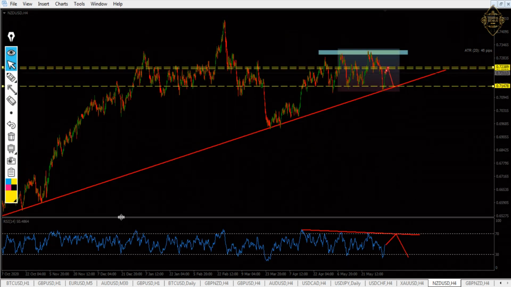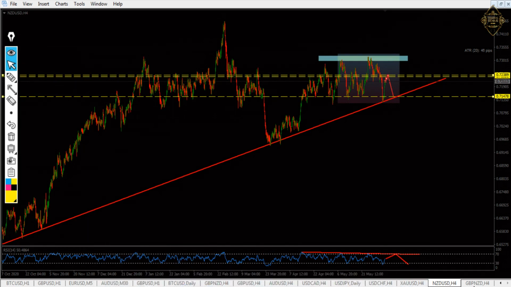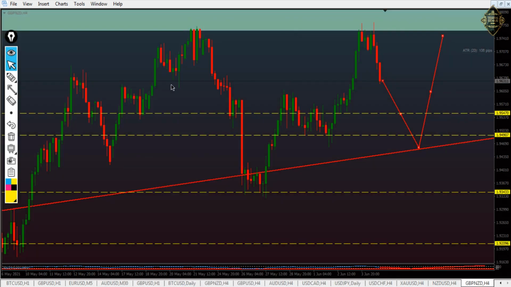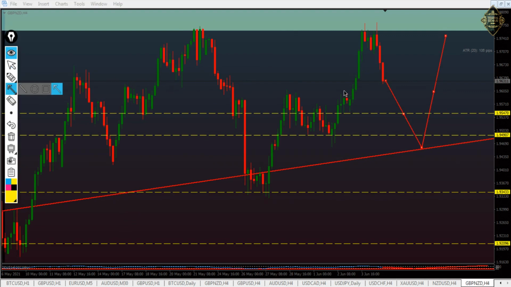The other pair we got is British Pound New Zealand. Our view for it touched that zone here, as you see. Our view is that it will fall down and touch one of the two zones of that trend line here. Then from here you enter long. The first zone is at 195.47, the second zone at 194.97 or 907, on the trend line as you see it.